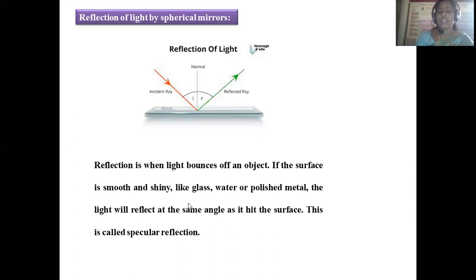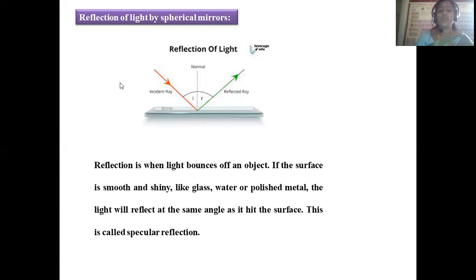If the surface is smooth and shiny, like glass or water, or polished metal, light will reflect at the same angle as it hit the surface. Whatever the surface, its reflection will not vary. Even if it is glass, water, or polished metal, whatever surface you are hitting, the angle of reflection will not vary. This is known as specular reflection. So this is the fundamental thing we have to know: what is meant by reflection of light?